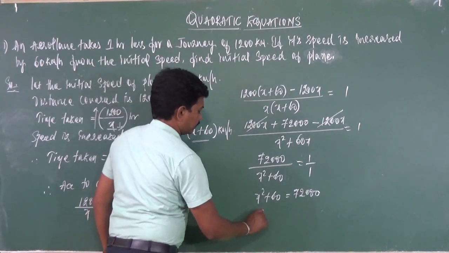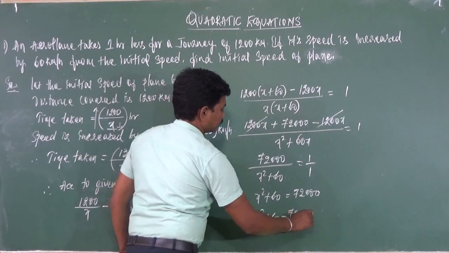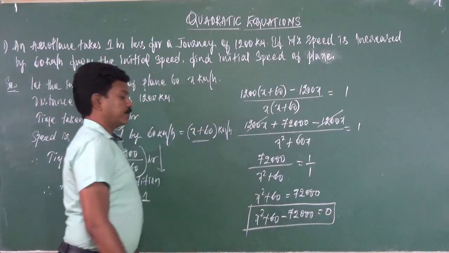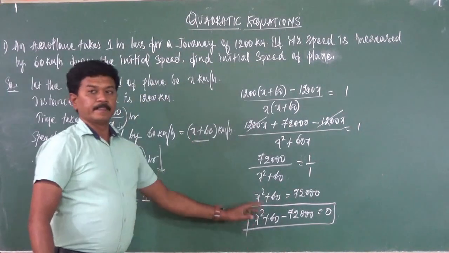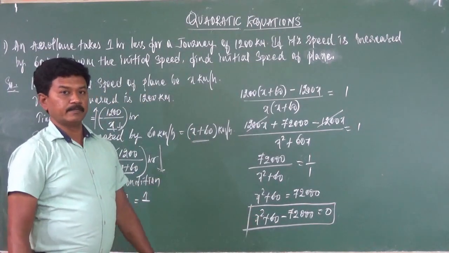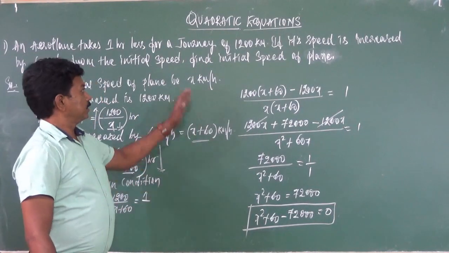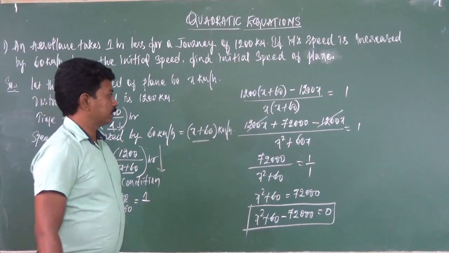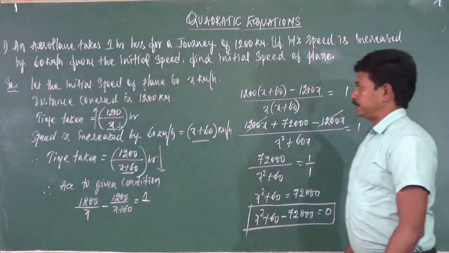Okay, so x square plus 60x minus 72,000 is equal to 0. So this is the required quadratic equation. You have to solve this required quadratic equation by the factorization method. The value of x that you are going to get here will be the initial speed of the aeroplane, right? I hope you got this. So be very careful with the simplification process, right?